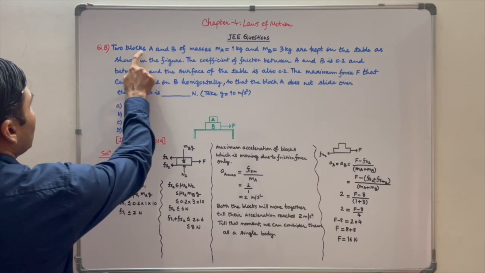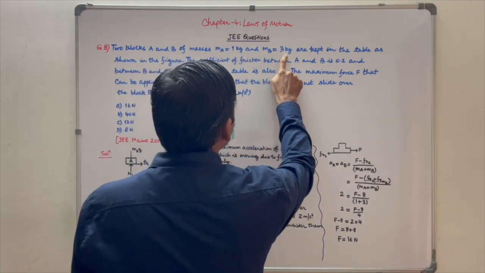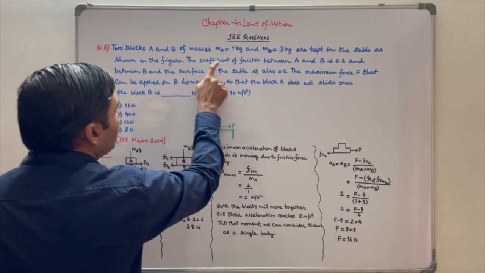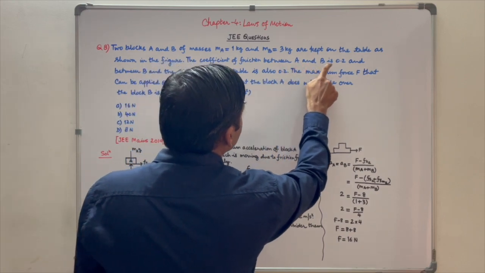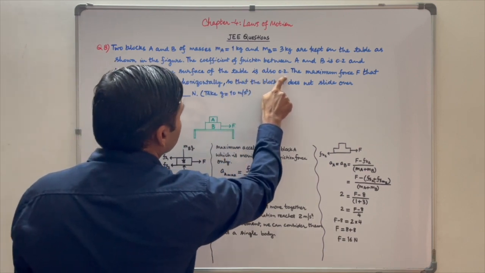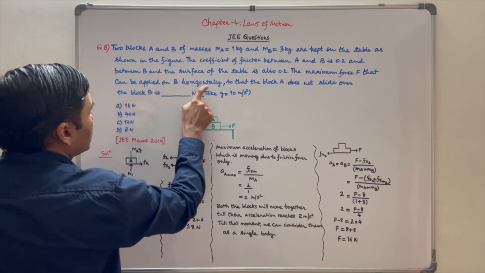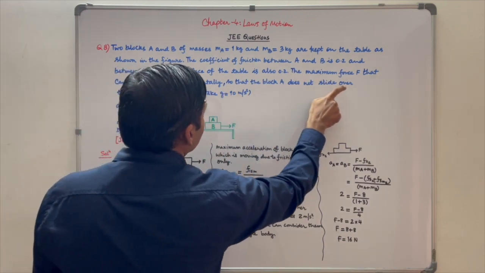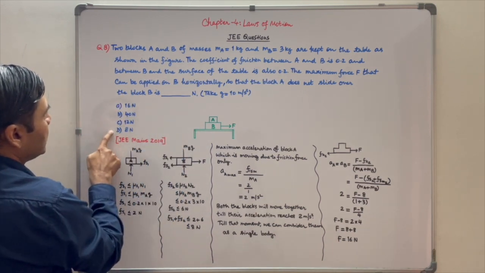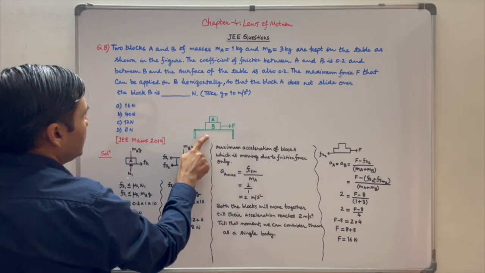8th question. Two blocks A and B of masses MA is equal to 1 kg and MB is equal to 3 kg are kept on the table as shown in the figure. The coefficient of friction between A and B is 0.2 and between B and the surface of the table is also 0.2. The maximum force F that can be applied on B horizontally so that the block A does not slide over the block B is dash Newton. These are the options given. Take g is equal to 10 meter per second square. This is the figure given.